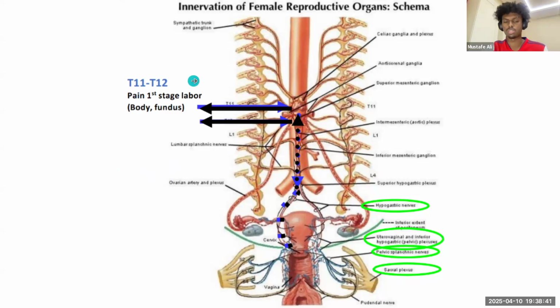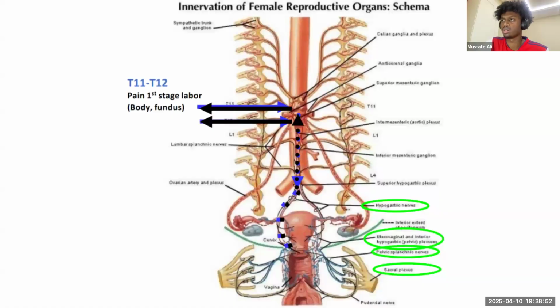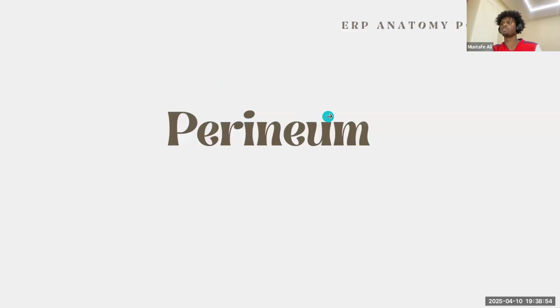And it could be applied by a couple of different methods, like the epidural method. A couple of other methods were mentioned in your lecture, so make sure to remember them too, okay? And yeah, that's about it for the reproductive lecture. Now let's get on to the perineum.